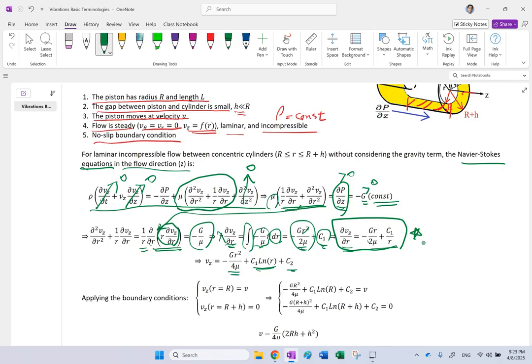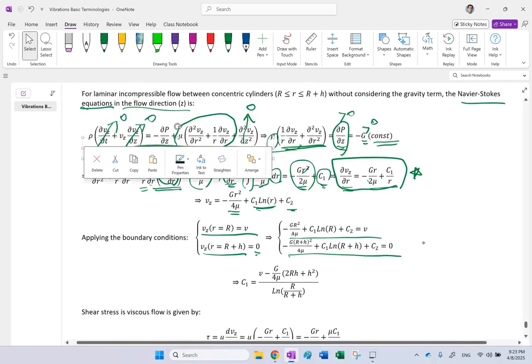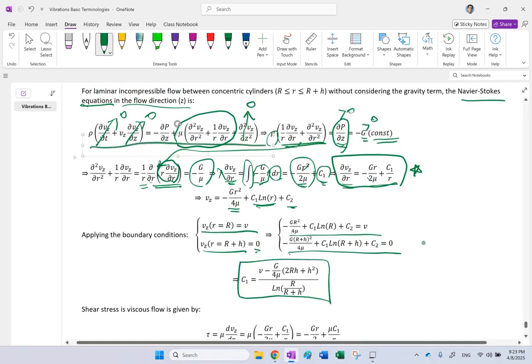So you apply the two boundary conditions. At R equal capital R, V of Z is V, and at R plus H, which is the inside of the cylinder, the radius of the cylinder, V should be 0. So you get these two equations, and what we care about really is C1. So we just subtract the two equations and solve for C1. And if you do, you are going to get C1 to be this.